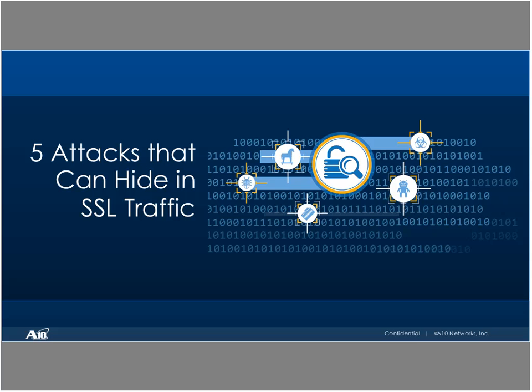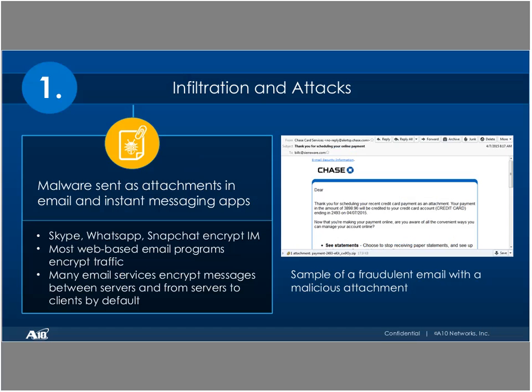And so we've identified 5 of the top threats. The first one being malware sent as an attachment in email and instant messaging apps. This is kind of the most basic and probably most well-known type of threat. That's where you get an email, it has a malicious attachment, as you can see in the screen, and if you open up that attachment, you'll be infecting your machine with malware.